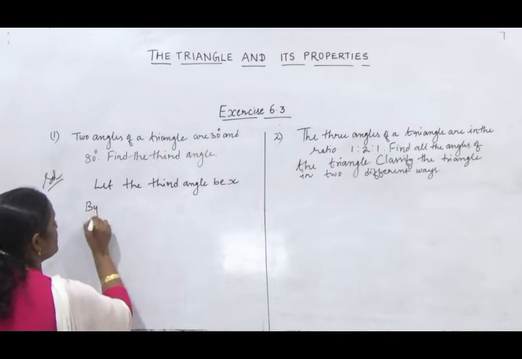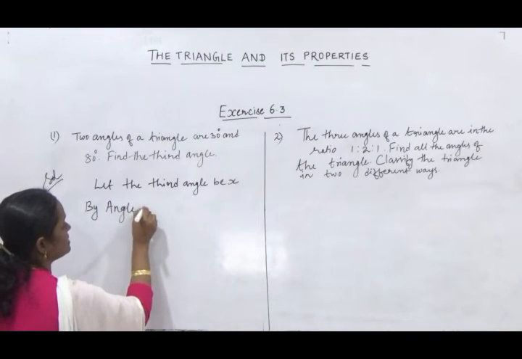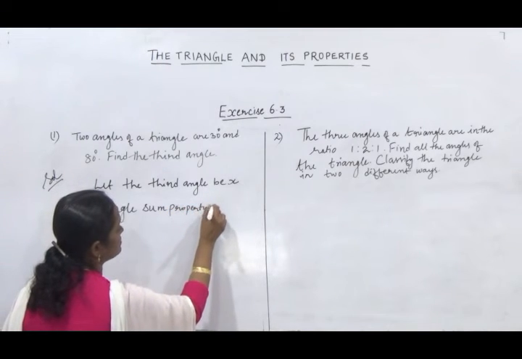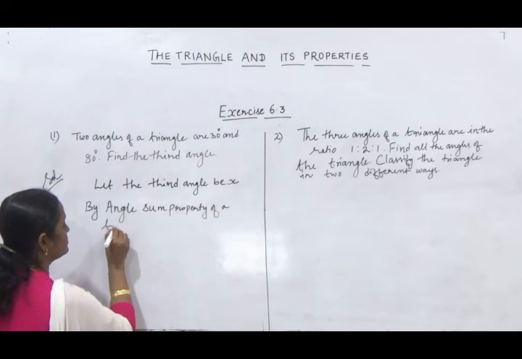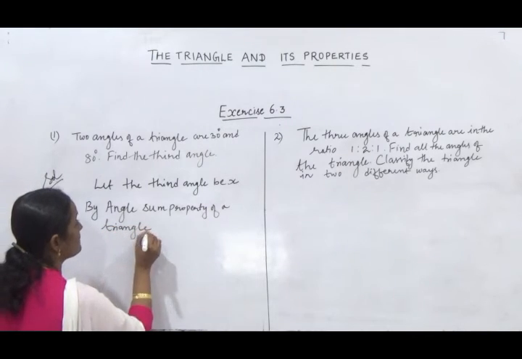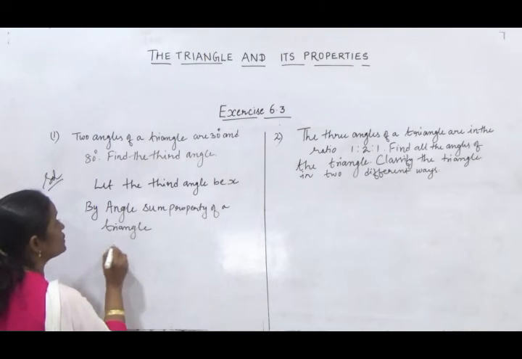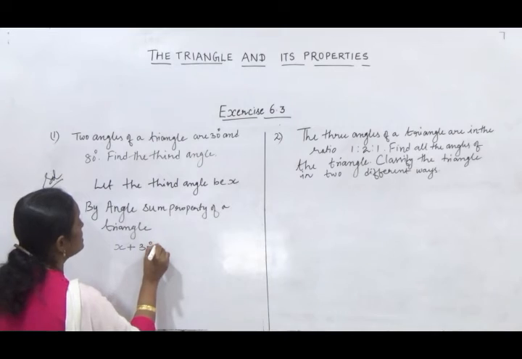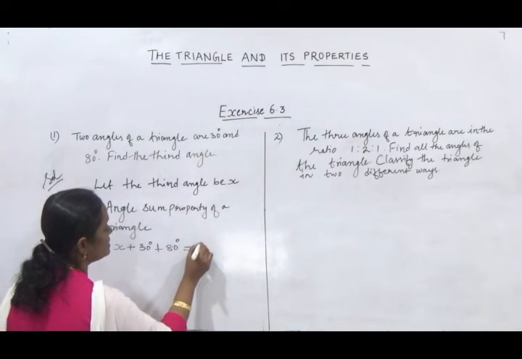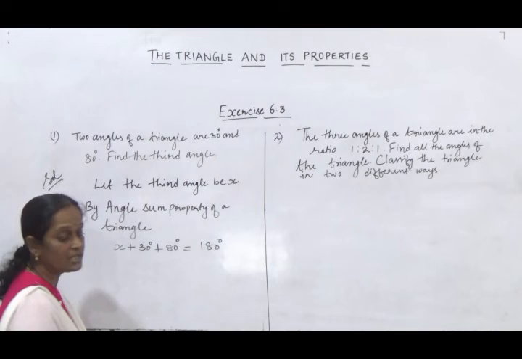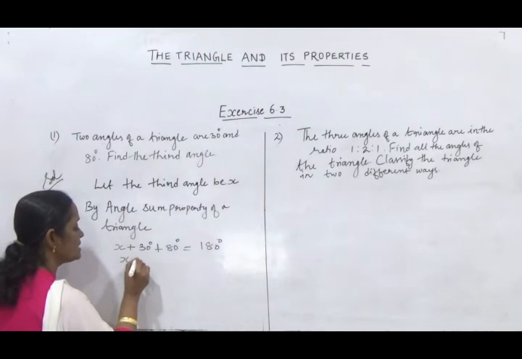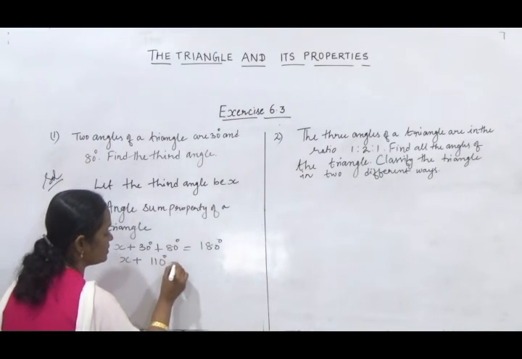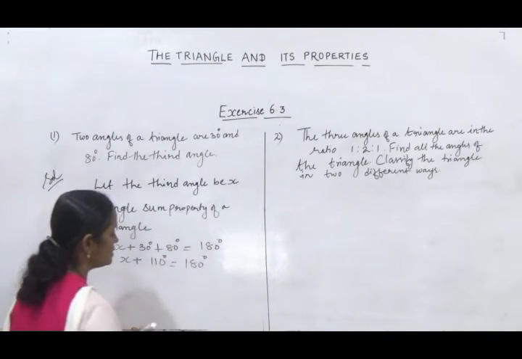Now by angle sum property of a triangle, we can write the sum of the measures of the three angles is 180 degree, that is x plus 30 degree plus 80 degree is equal to 180 degree here. So 80 degree plus 30 degree is 110 degree. So x plus 110 degree is equal to 180 degree.